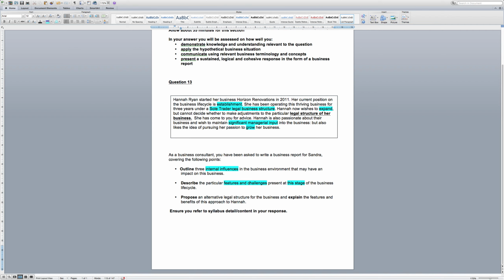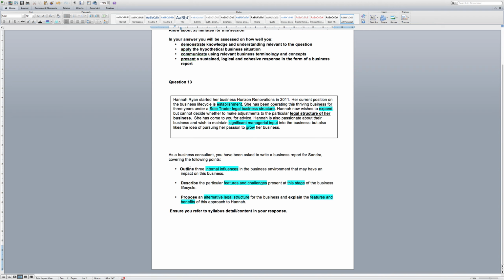So you would need to describe each of the features and challenges, or the main features and challenges that would be present at this stage of the business life cycle. Then you need to propose an alternative legal structure for the business and explain the features and benefits of this approach to HANA. So it's a fairly straightforward question. It's out of the first topic, which is nature of business. It's looking at the internal influences, and of course we'll need to discuss each of those three internal influences. You need to look at the features and challenges, and of course propose an alternative legal structure.